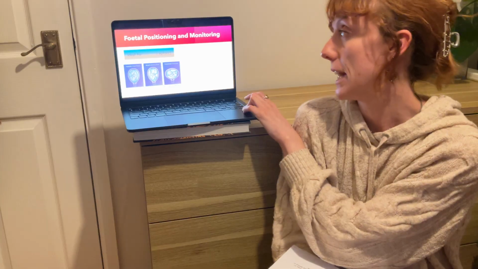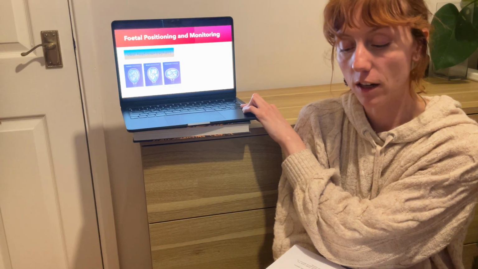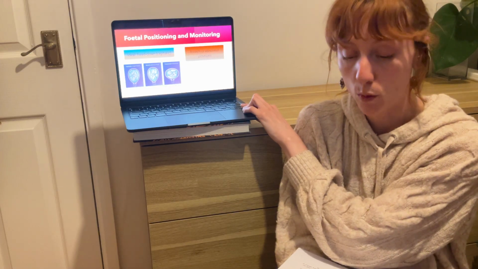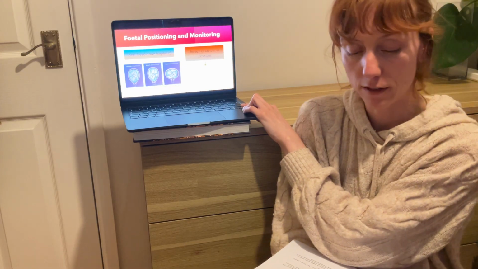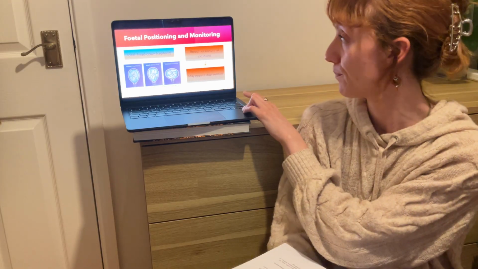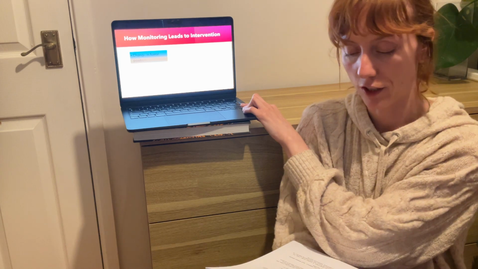The baby's position in labour is also important. The ideal position is head down, known as the cephalic position. If the baby is breech or in another abnormal position, additional monitoring and interventions may be required to support a safe delivery. If monitoring identifies concerns, this can lead to interventions.